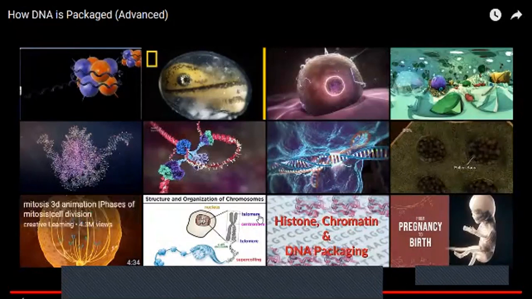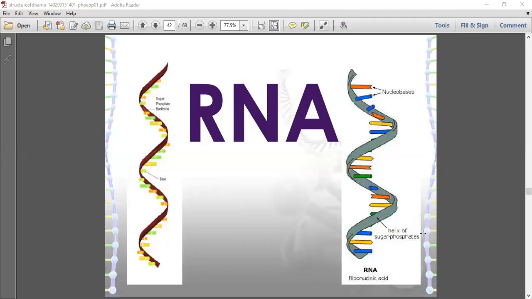So, class, was it helpful for you to understand the structure of DNA and how it is packed into a model, that is, the solenoid model? So now we will move towards the structure of RNA. How RNA is structured and what the difference between RNA and DNA is, that we are going to see now.